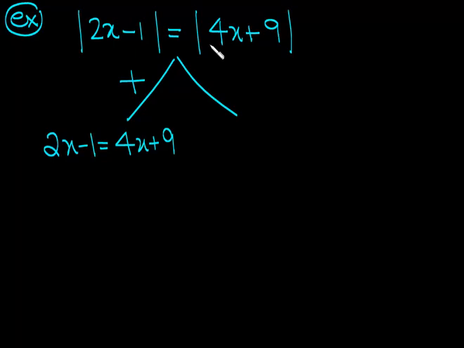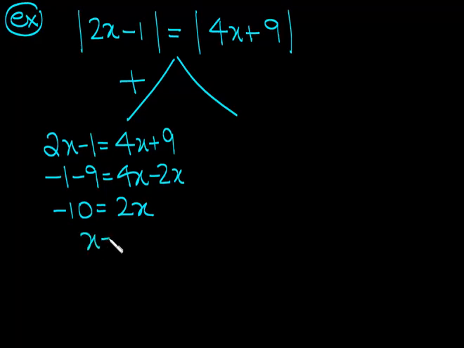Okay, so we get minus 1 minus 9 is equal to 4x minus 2x, so you get minus 10 is equal to 2x, so we get x is equal to negative 5. Okay, so we end up with x is equal to negative 5.